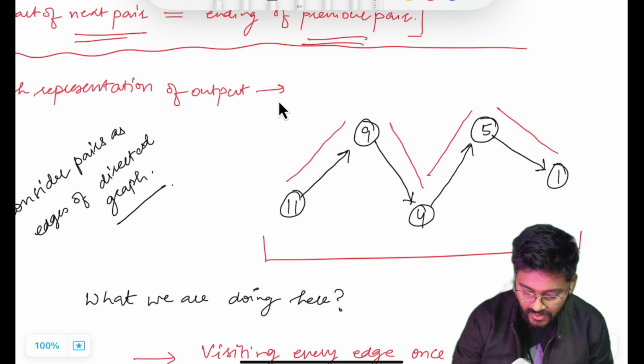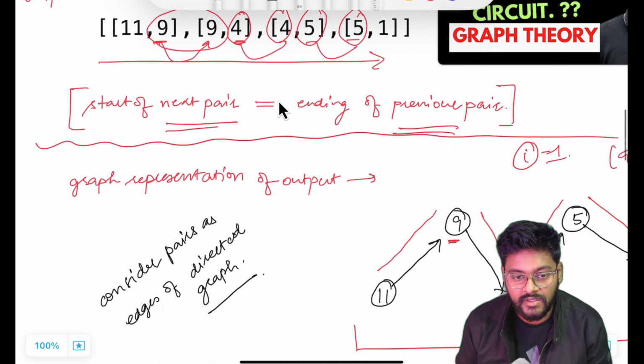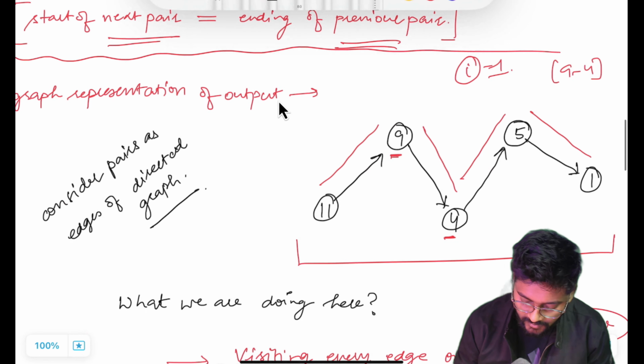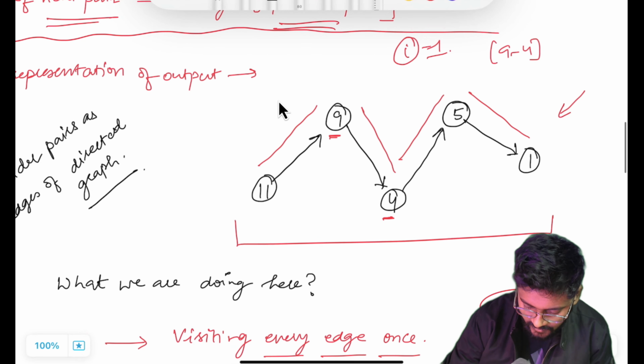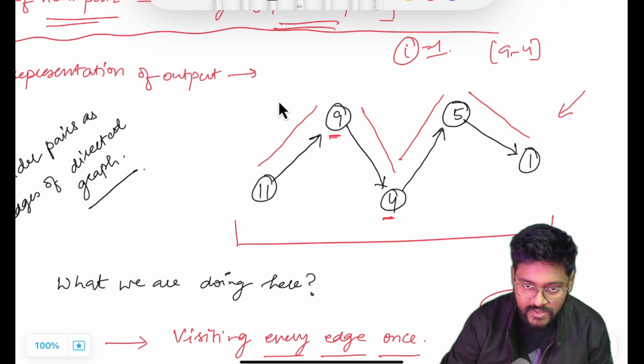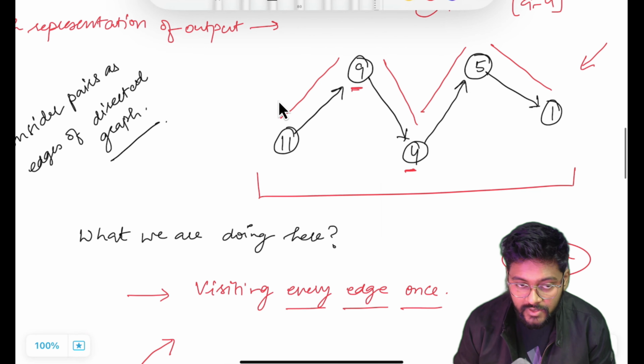And here, just try to think that these pairs are the edges of a directed graph. As we can also see from this example, these are directed edges, and this is making a directed graph. If you try to analyze what we have done in this example, we are visiting every edge only once. We are starting from 11 and visiting every single edge only once.